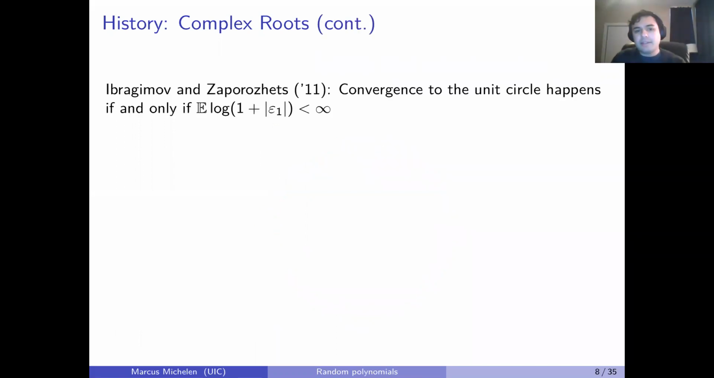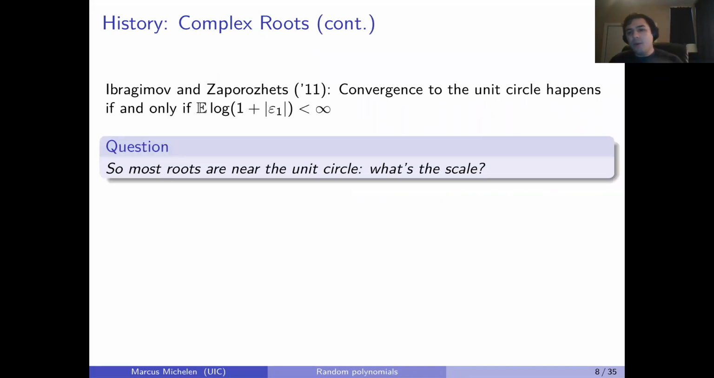So this convergence to the unit circle happens if and only if your coefficients have a log moment. So this is an extremely universal behavior. Any reasonable distribution you could possibly think of is going to have this sort of behavior.